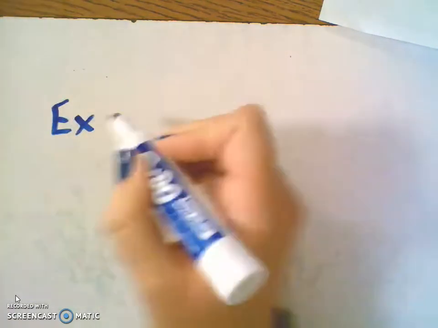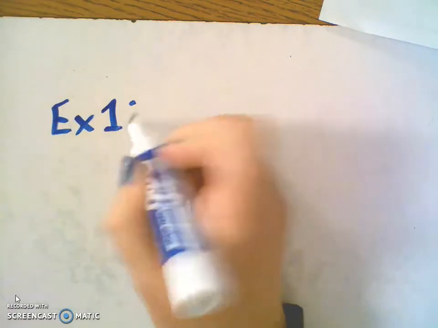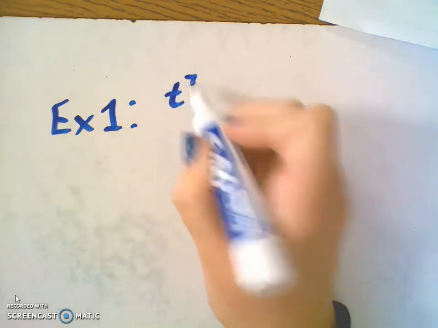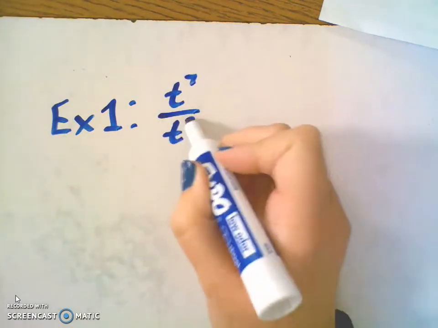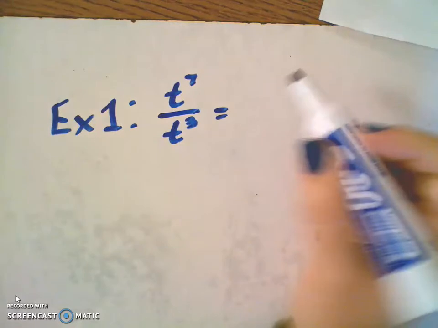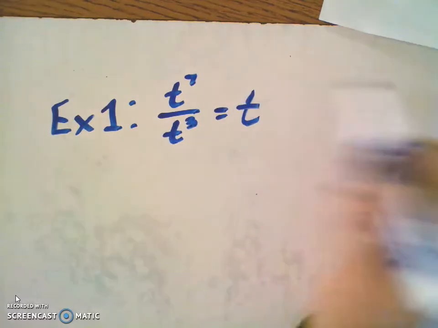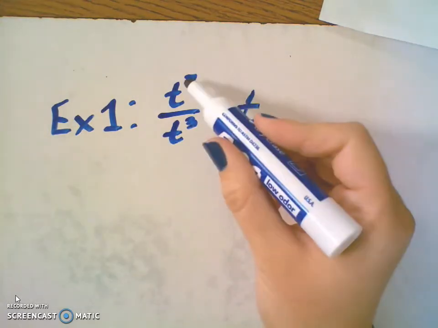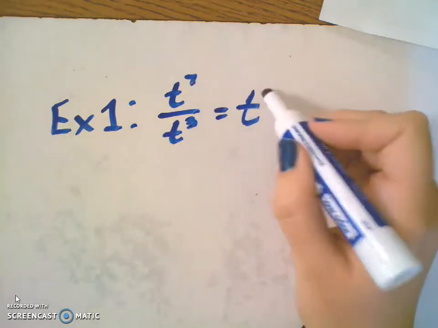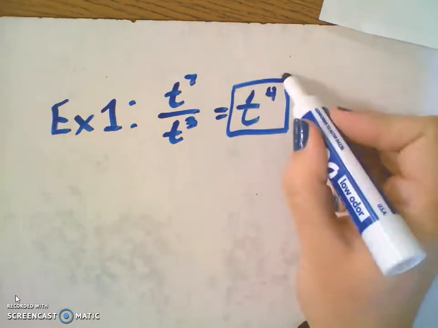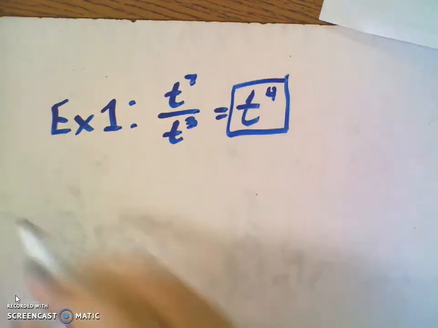So here is example 1. We have t to the 7th over t to the 3rd. And so I'm just going to simplify that. I have the same base, and the exponent is going to be 7 minus 3, which is 4. So t to the 4th power.